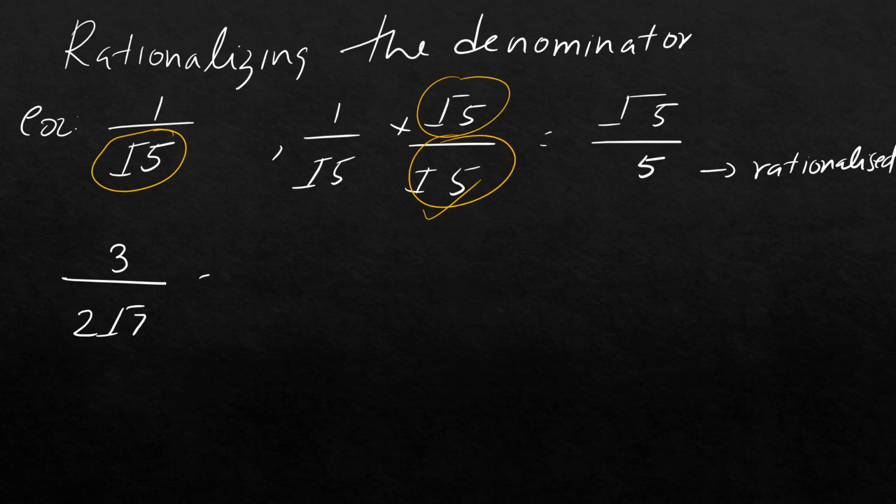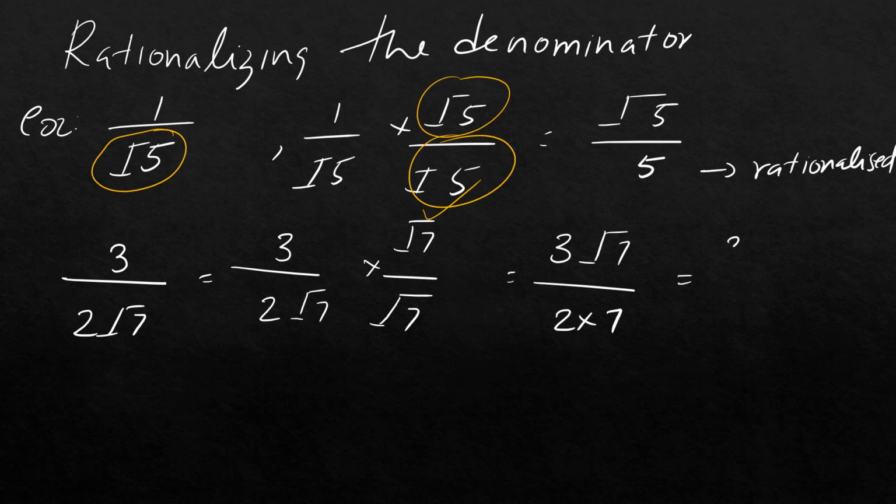Another example, 3 upon 2 root 7. Again, what will be the rationalized? So we will do one thing. We will multiply 3 upon 2 root 7 with root 7, not with 2, not with 7. That 7 is the issue there. So we will multiply with root 7, both numerator and denominator, and convert that into a rationalized.